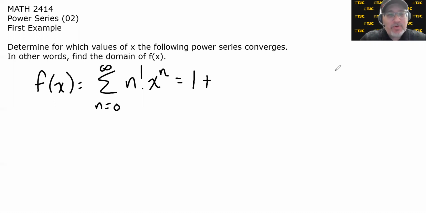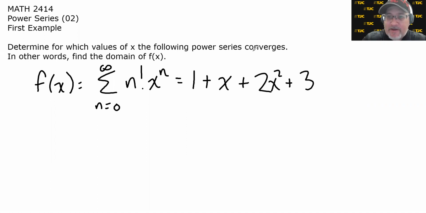If we put in n equals 1, we get 1 factorial times x to the first. Well, 1 factorial is just 1. X to the first is just x. If we put in 2, we get 2 factorial times x squared. But 2 factorial means 2 times 1, which is just 2. So we get 2x squared. We put in 3, we get 3 factorial times x cubed. But 3 factorial means 3 times 2 times 1, and that's just equal to 6.